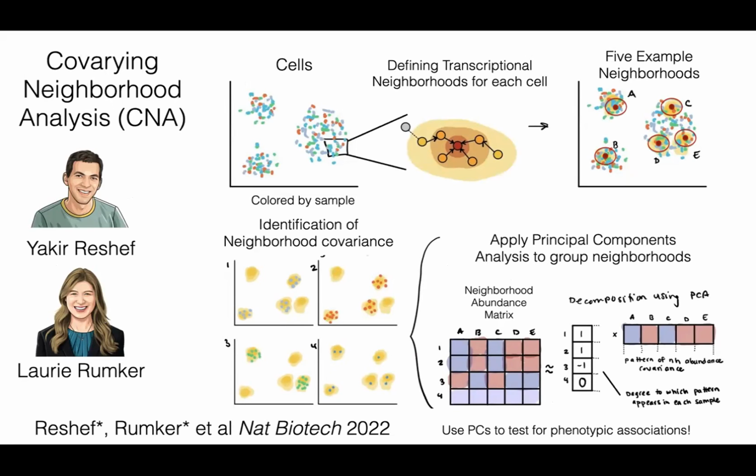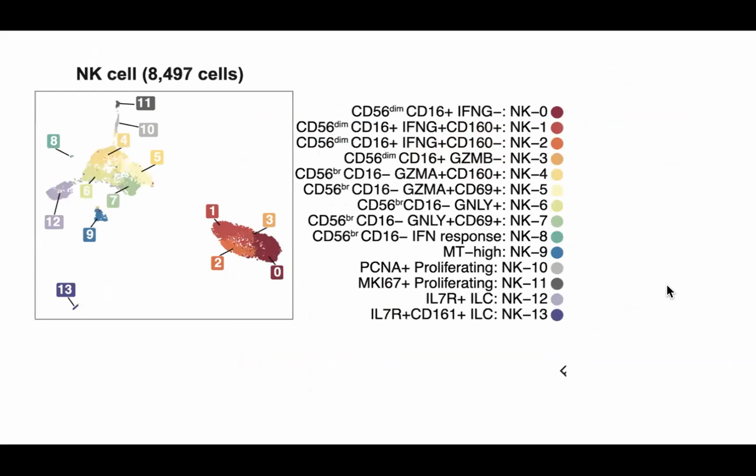And then we look for neighborhood covariance. So we look for samples where the same neighborhoods are up or down together. And to find that, we simply use principal components analysis, which helps us identify neighborhoods that are correlated across individuals. And then finally, we can test those principal components for association.